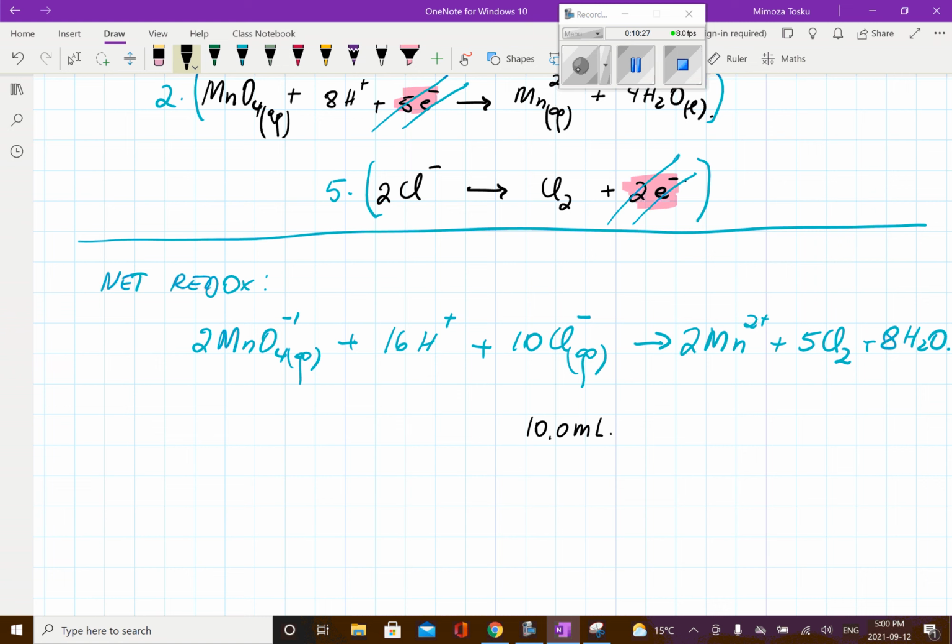So when we have 10 milliliters of sodium chloride, it's the same as saying that we have 10 milliliters of chloride ions, because they are dissociated into the water, and then they are forming the same volume.